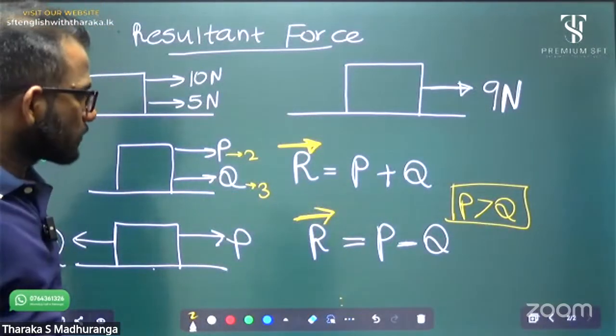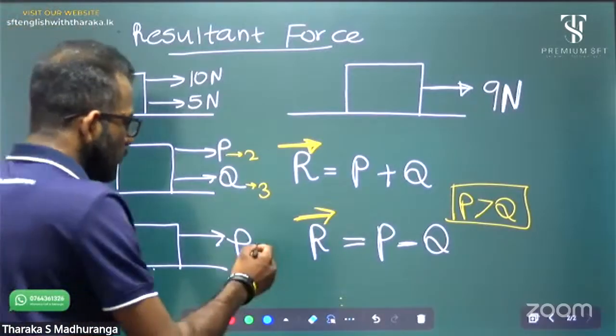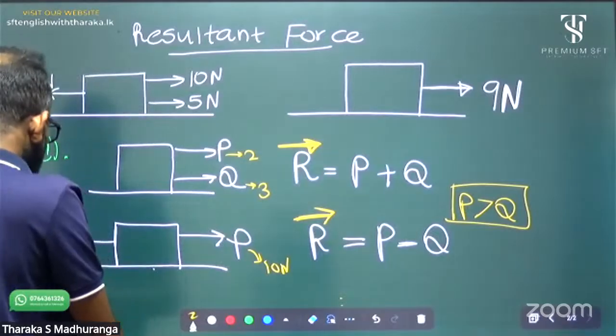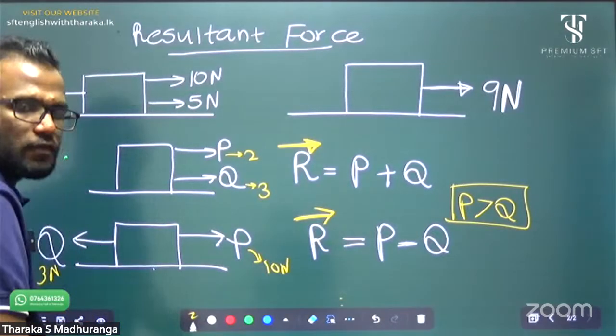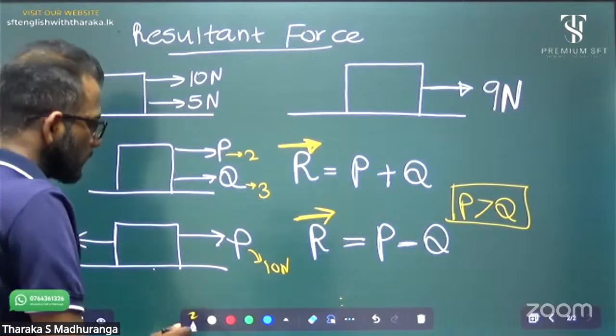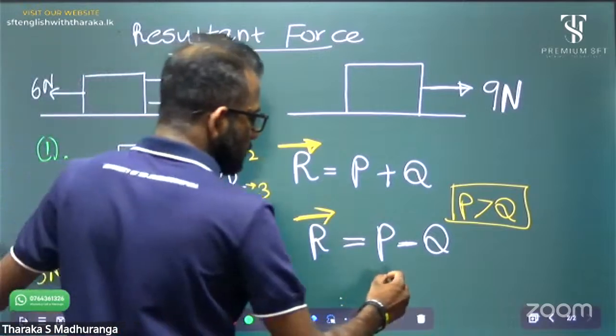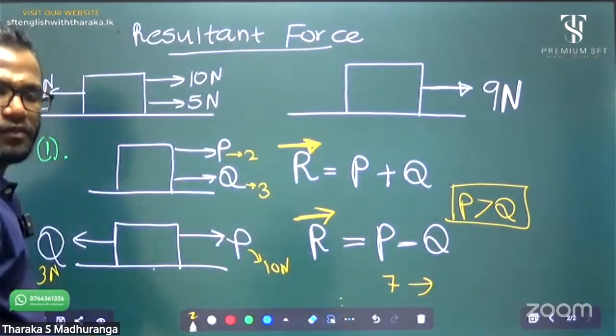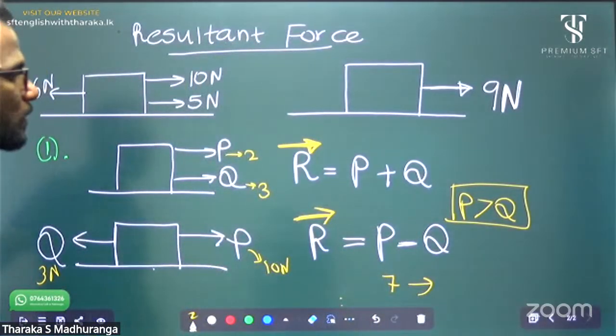Example: now take 10 Newton and 3 Newton acting in opposite directions. Then what is the resultant force? Good. 10 minus 3, it is 7. 7 Newton to the right side direction.